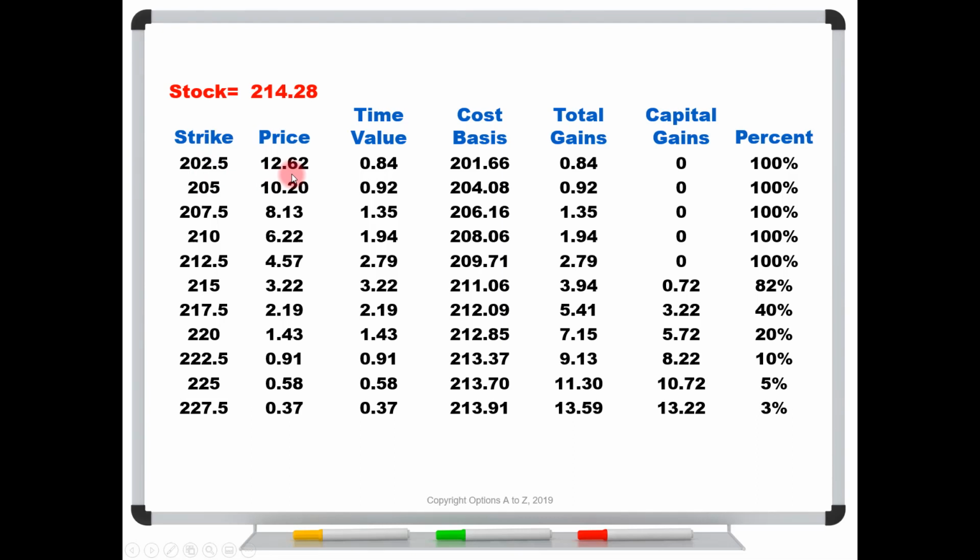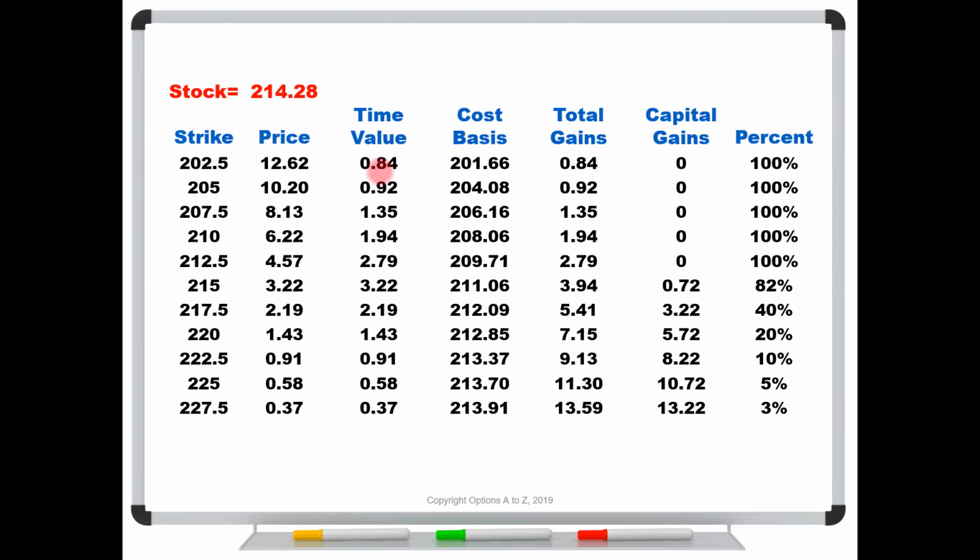And again, it looks like this is bringing in a lot of premium, but you're not making $12.62 on a 214 base. And that's because you have the obligation to sell those shares for $202.50, which would be a big loss. And of course, that's being reflected by the intrinsic value here. So the amount that you're actually making is the time value, is 84 cents. And as I talked about on a previous slide, that's the most you will ever make.